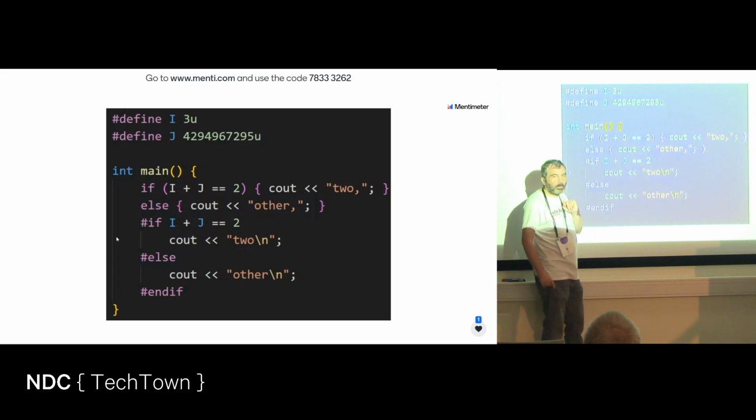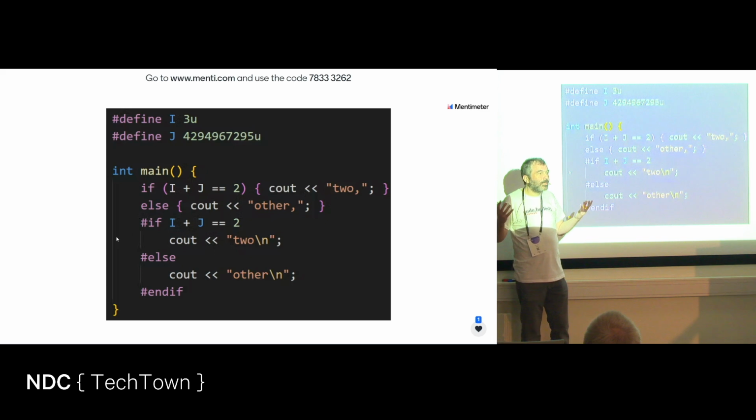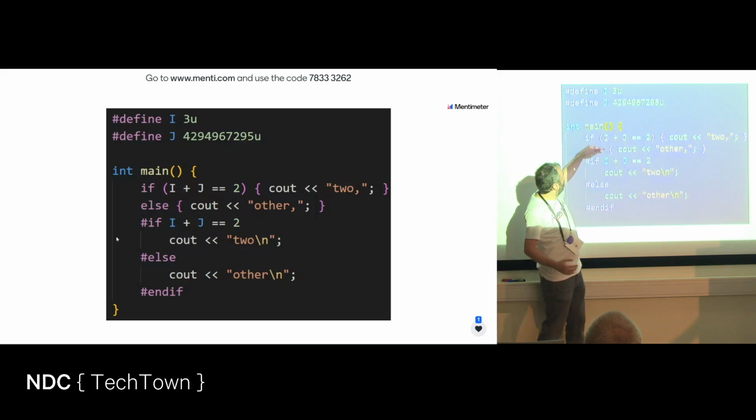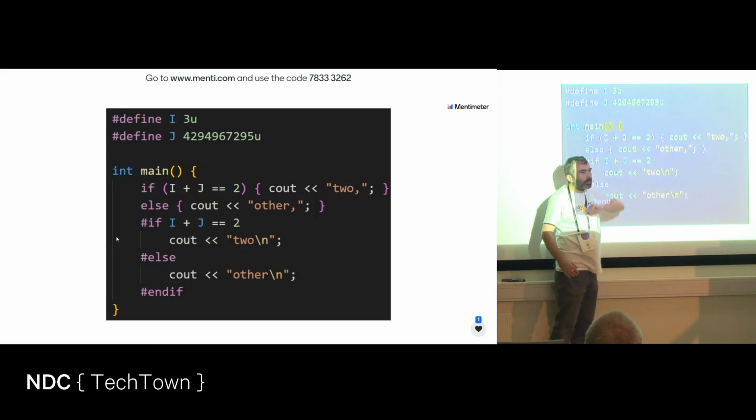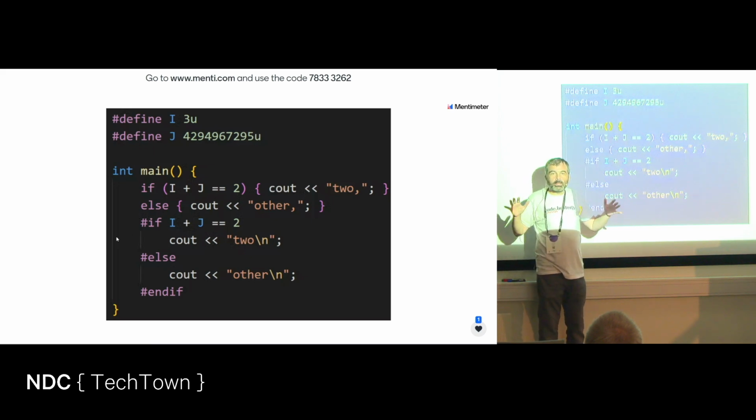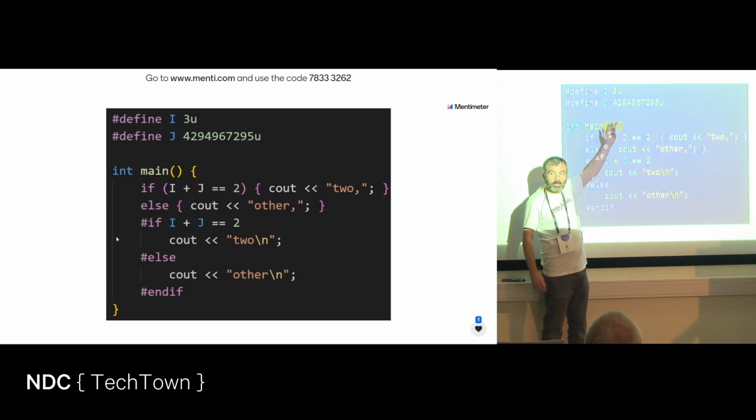But here, it's not an operation in the code itself, it's an operation in the preprocessor. And the preprocessor has different rules than the rest of the code, because why not? So for the preprocessor, those literals are always the longest possible literal, so it's unsigned long. And when you do the operation with unsigned long, there is no wraparound, so it's not going to be equal to 2.